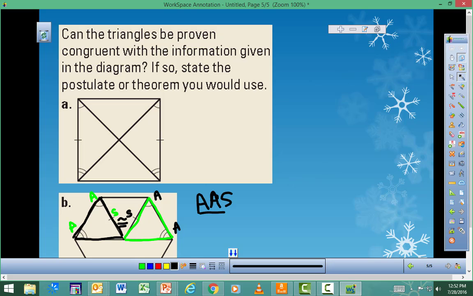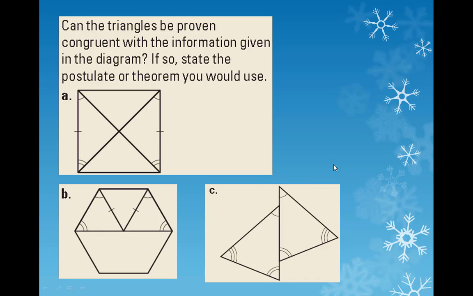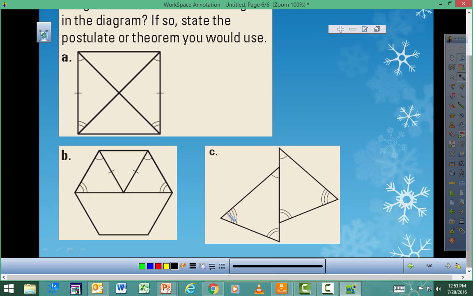Well, let's continue here. How about this one? Sometimes the diagrams can be tricky because they can overlap a little bit. What we have in this case are three angles: an angle here, an angle here, and an angle here. And over here, this angle matches with that angle there, this angle matches with that one, and this angle matches with this one.